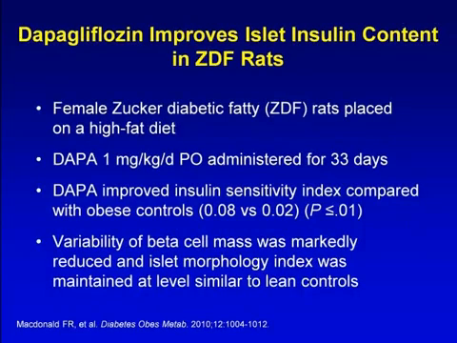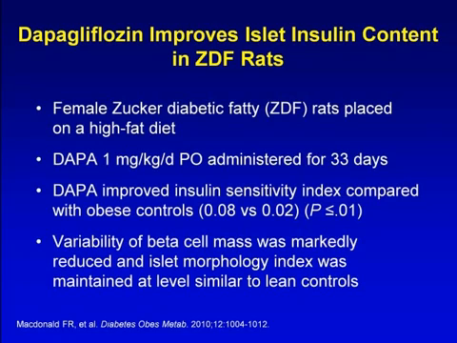In this slide, dapagliflozin was shown to improve islet insulin content in the same ZTF rats, which are the type 2 diabetic model. The female rats were used in this because the female rats have a more gradual onset of type 2 diabetes. DAPA 1 milligram per kg body weight per day was administered orally for 33 days, and it improved the insulin sensitivity index. The insulin sensitivity index is an index which tells us how the beta cell is functioning. So beta cell function is measured by that. So there was an improvement in beta cell function.